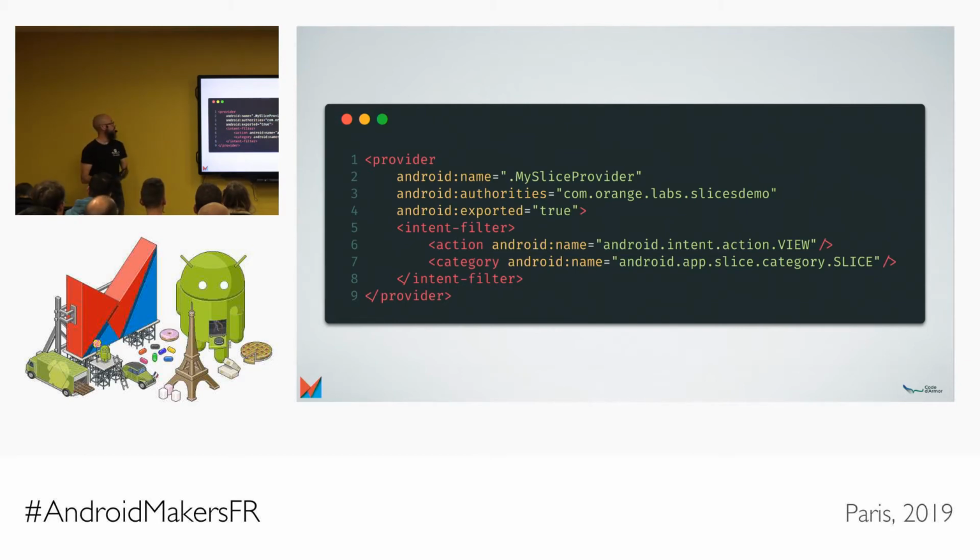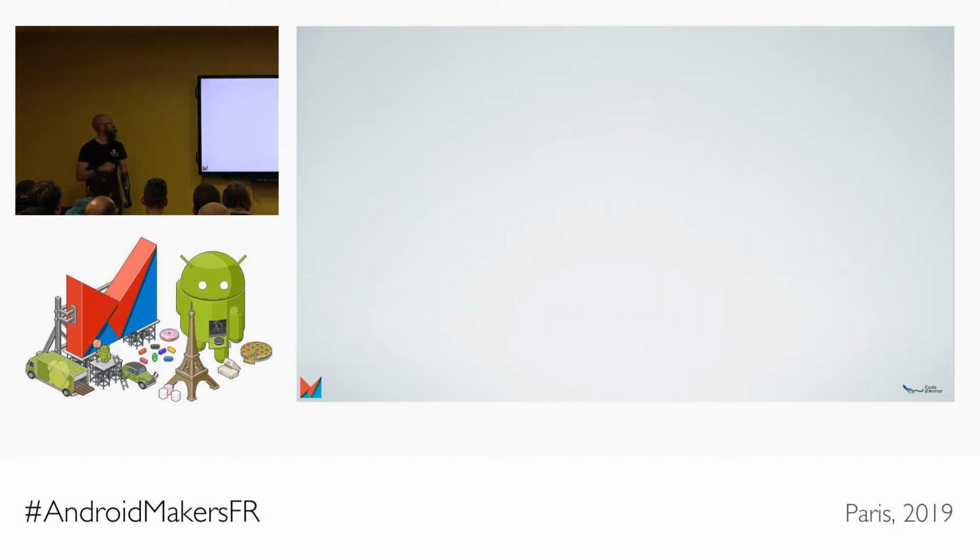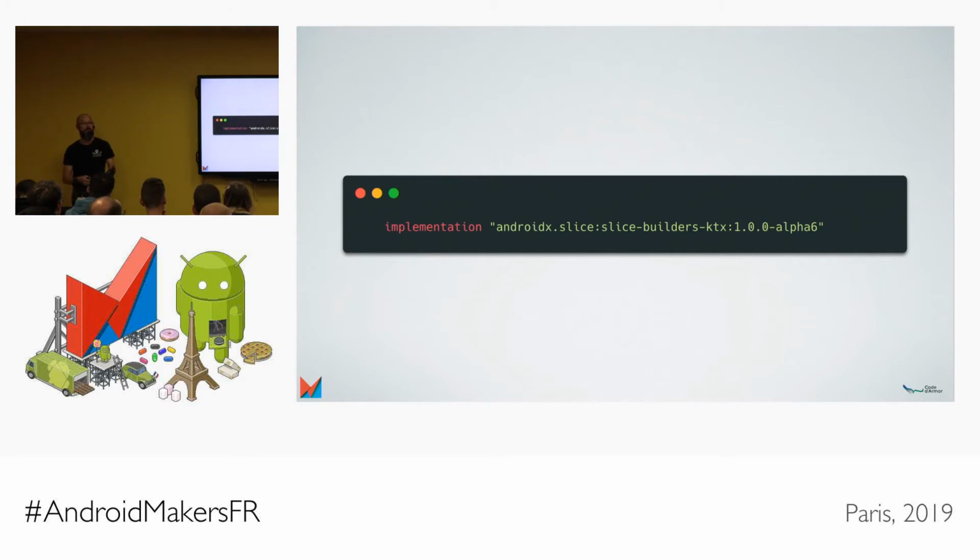Sorry, and that's about it. You have your provider and you have your manifest file, which is updated. Oh yeah, I almost forgot. Obviously, since we're talking about Android development, you have an almighty Gradle dependency to add to your build file.